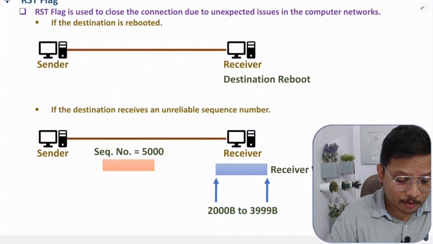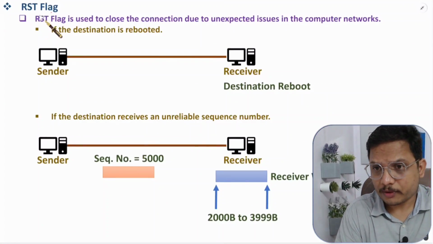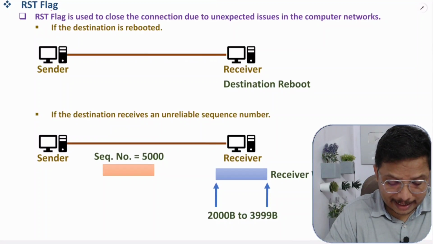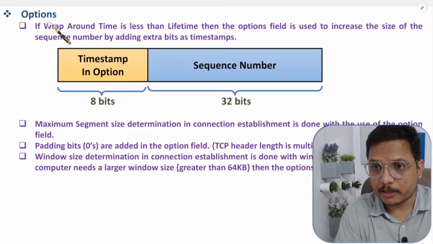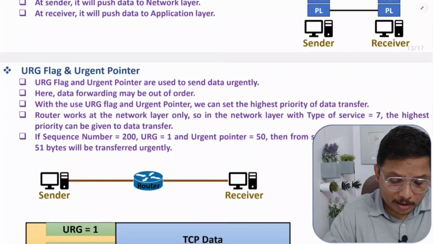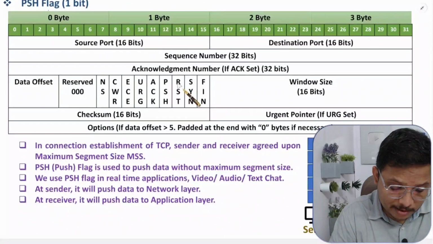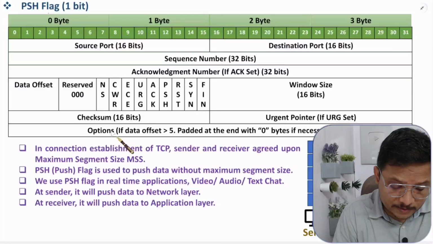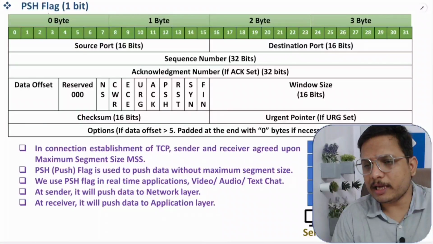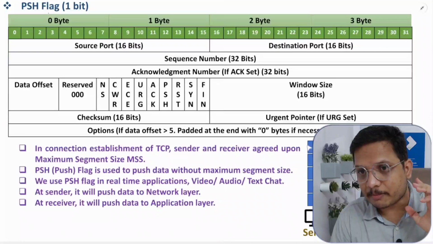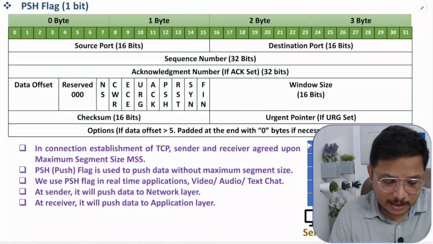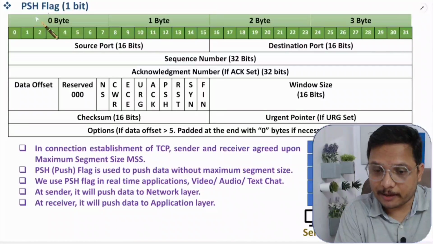Then I'll explain you how we have RST flag, reset flag, and at last I'll explain you how many usages are there with options field. So you can observe here we have RST bit, right, and options field over here, right. So each and every case study that I'm going to explain you by practical examples. So let us try to understand first how we have PSH flag.